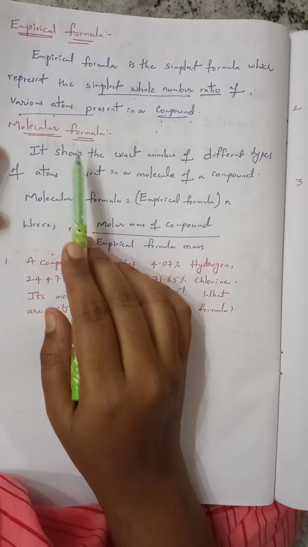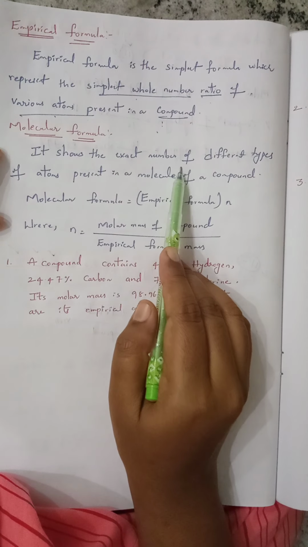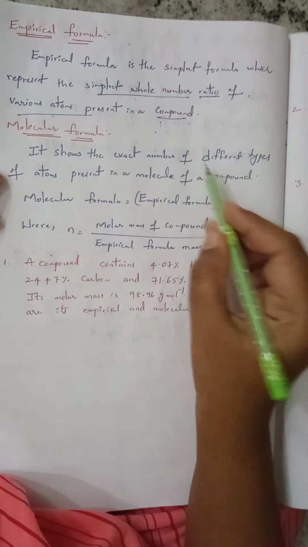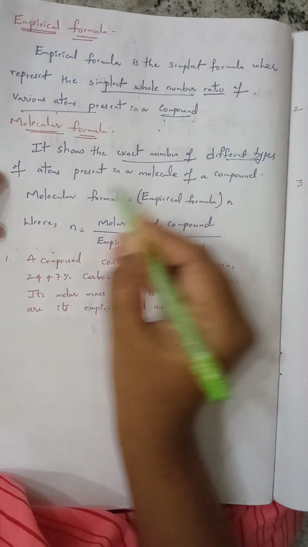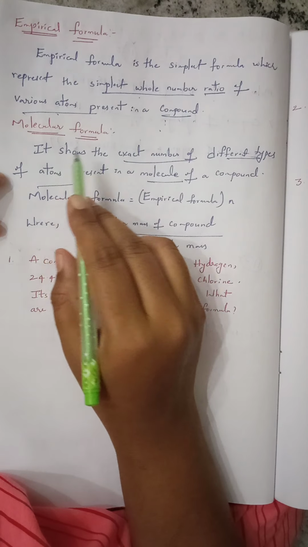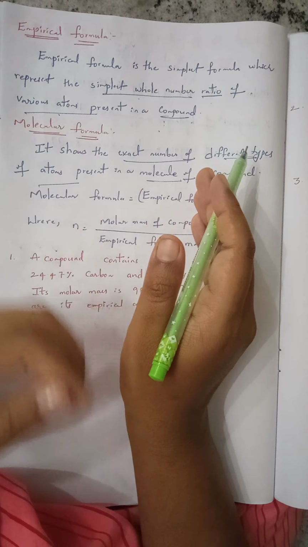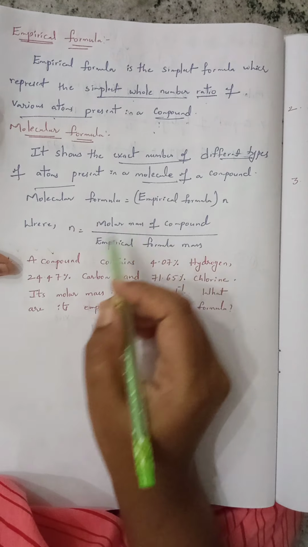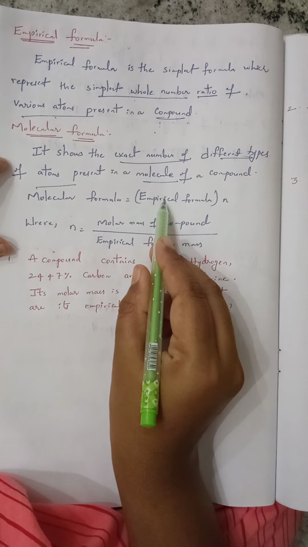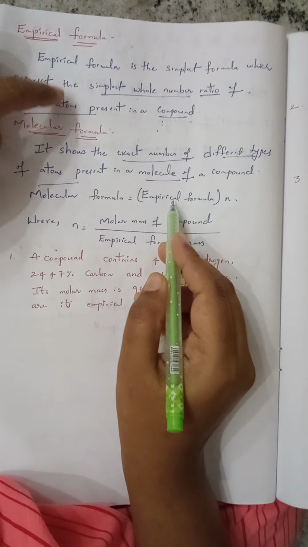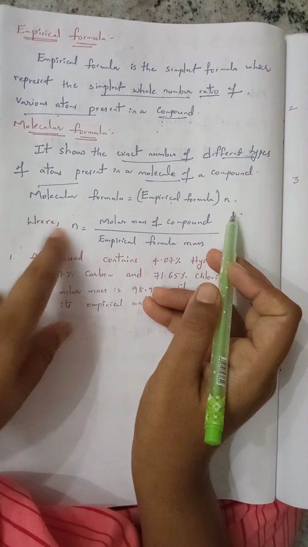Then the molecular formula shows the exact number of different types of atoms. Here we are not representing a ratio; the exact number of different types of atoms present in a molecule is known as the molecular formula. So molecular formula equals empirical formula into n. Empirical formula we already know, so by multiplying with n you will get the molecular formula.